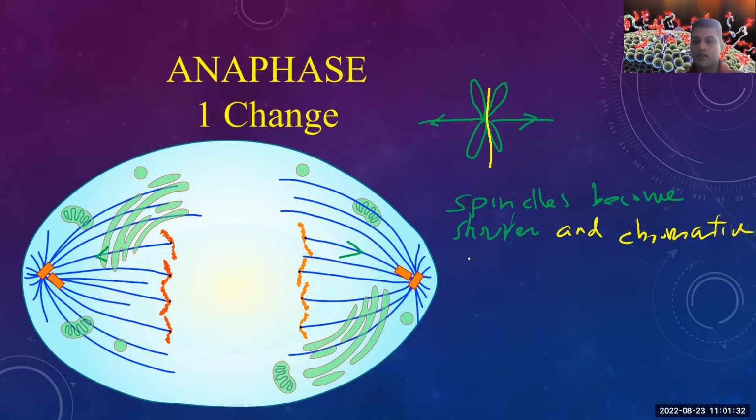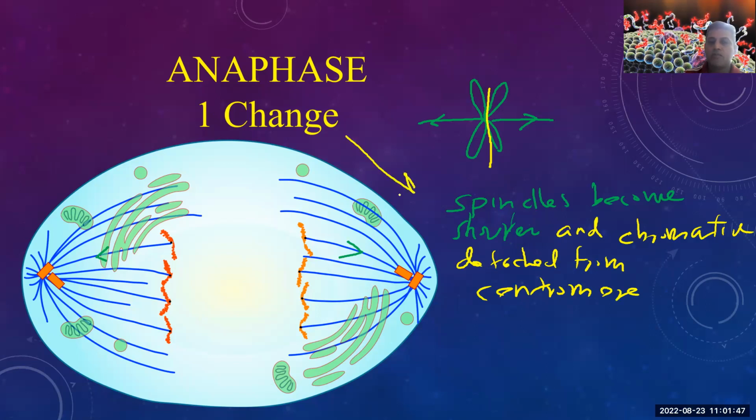Chromatid detached from centromere. The spindle becomes shorter and the chromatid detaches from the centromere. Just one change to remember. Anaphase 1, metaphase 1. Only prophase has 5.